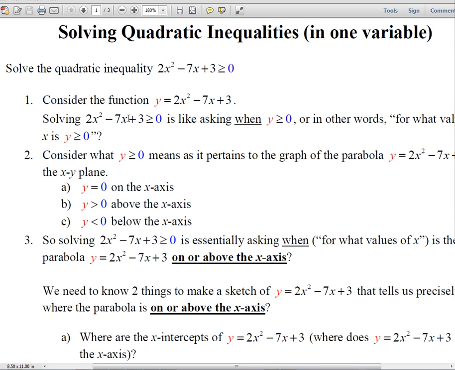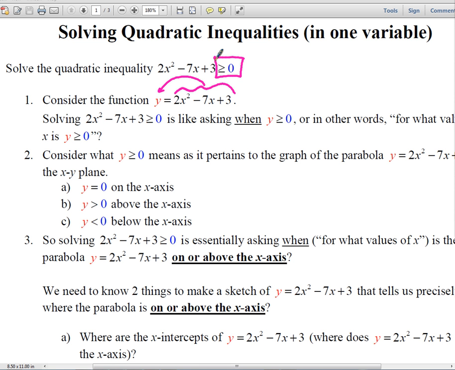Because if I graph this parabola, really all this is doing is telling me what the y value is that goes with each of the x values that I put in, right? Does that make sense? For example, if I put in x equals 1, and I evaluate this expression, it's going to spit out a number for y. I just want to know when are those y values that it's spitting out greater than or equal to 0.